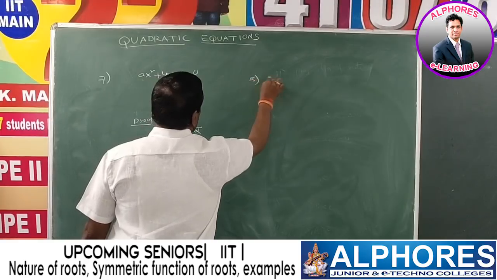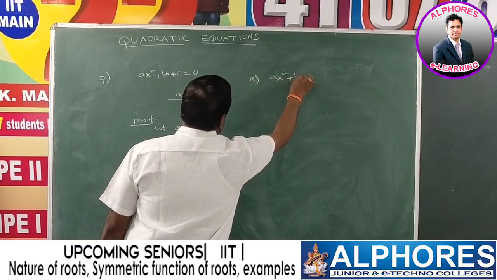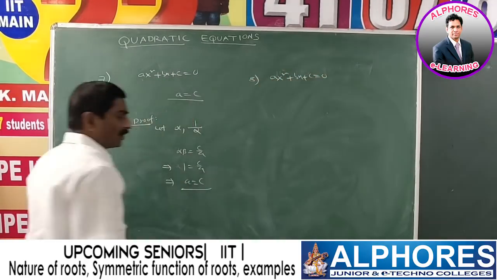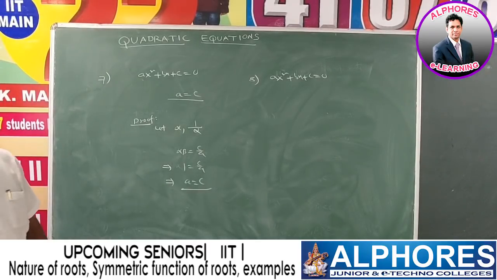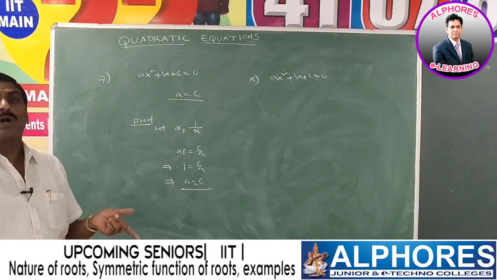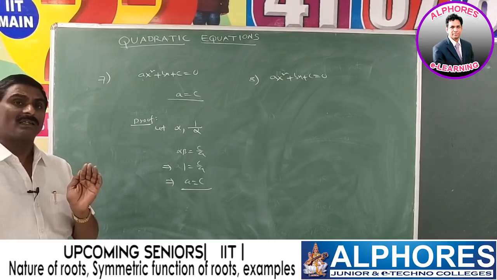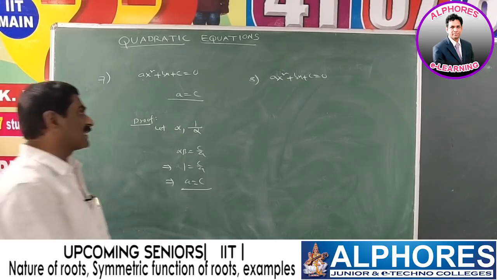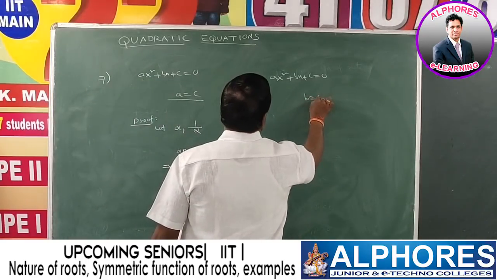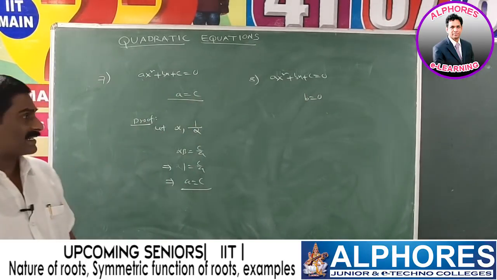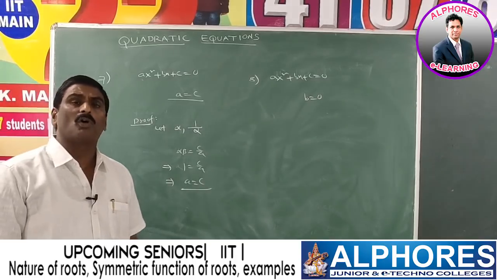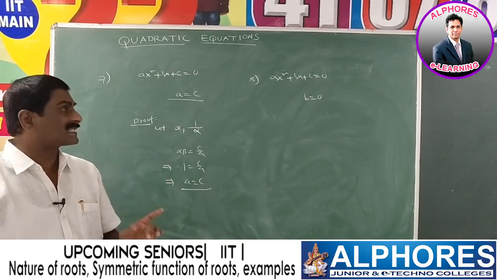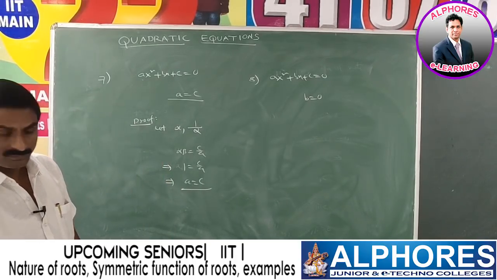Next, eighth property. In the quadratic equation ax square plus bx plus c is equal to 0, if the roots are equal in magnitude but opposite in sign, then b is equal to 0.